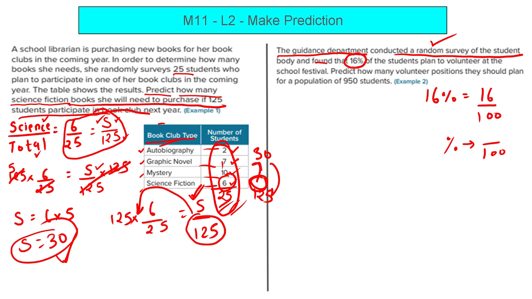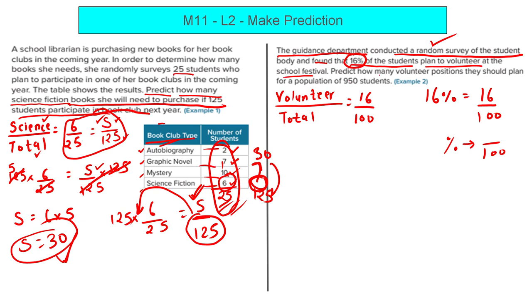And found that 16% of the students planned to volunteer at the school festival. Okay. Out of total, 16% students volunteered. So we are talking about the volunteers here, right? Volunteers from the total students, right? Now what is the information available? 16% volunteered, yani 16 out of 100. If there are 100 students, out of 100, 16 chose the volunteer job.